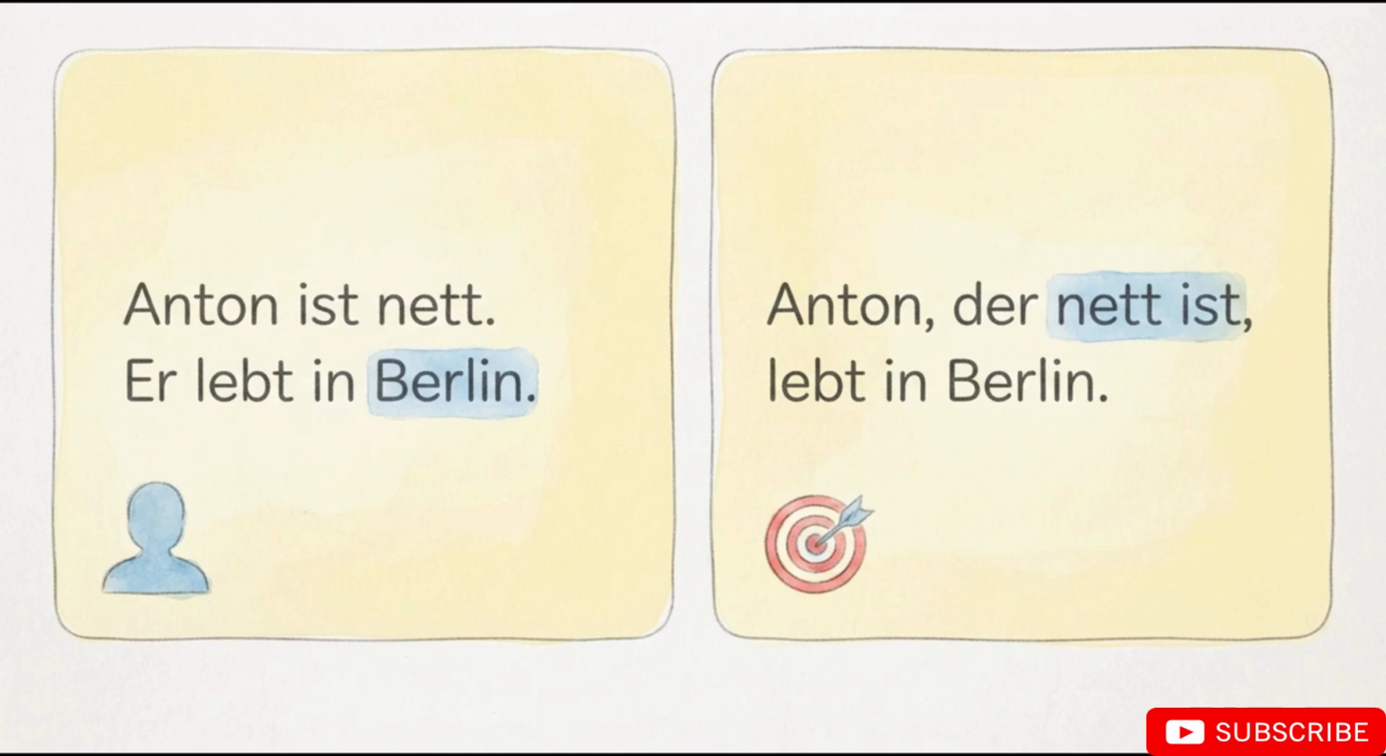Look super closely at the punctuation here. We have Anton, then a comma. Then we open our relative clause. Der nett ist, verb at the end of that clause, of course, followed by another comma, and then we simply resume the main clause, lebt in Berlin. It's like a grammar sandwich. The relative clause is totally enclosed by commas, sitting right there in the middle, perfectly describing Anton before the rest of the sentence even happens.